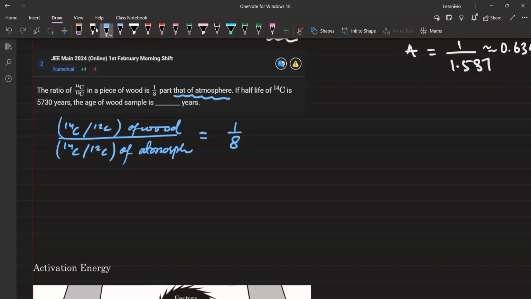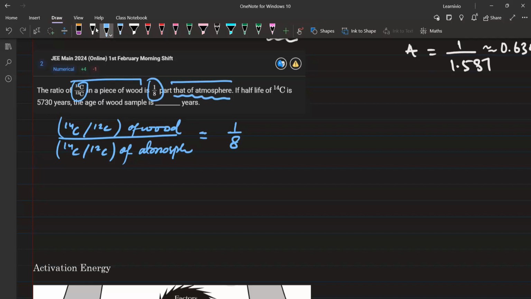Once I have written this, now the ratio of the piece of wood is 1/8 part that of the atmosphere. So the ratio of this versus that of the atmosphere is 1/8. The wording of the question requires a bit of clarity, but once you read it you can understand that it is carbon 14 divided by carbon 12 of wood upon carbon 14 divided by carbon 12 of the atmosphere, which is equal to 1/8. Now, what information are we getting from this particular point?